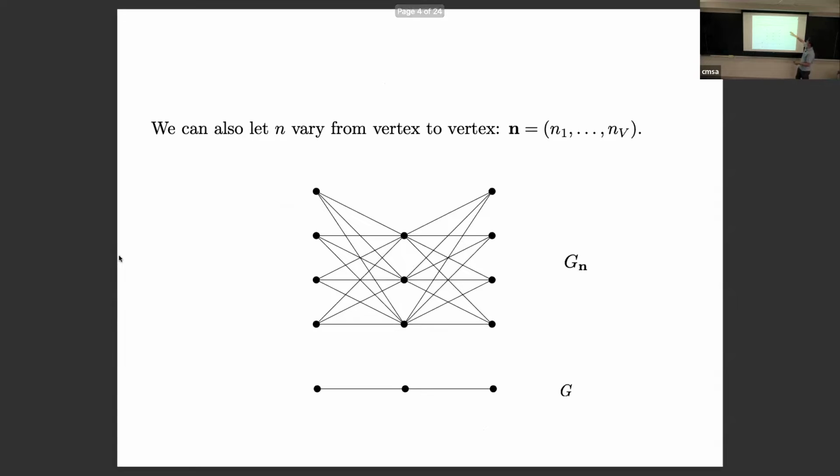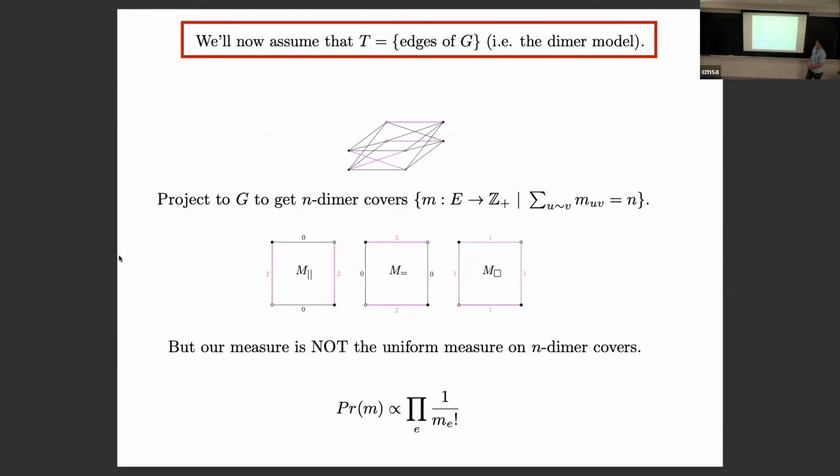And n doesn't have to be constant. It can vary from vertex to vertex. Like here, n is 4 over this vertex, 3 over that vertex, and 4 over that vertex, and so on. So when I write boldface n, I mean the multi-vector, the vector of multiplicities, one for each vertex of the downstairs graph. And for this talk, we are going to take our tiles to be exactly the set of edges of G. That is, I'm thinking about each tile as a dimer, a single edge of the downstairs graph.